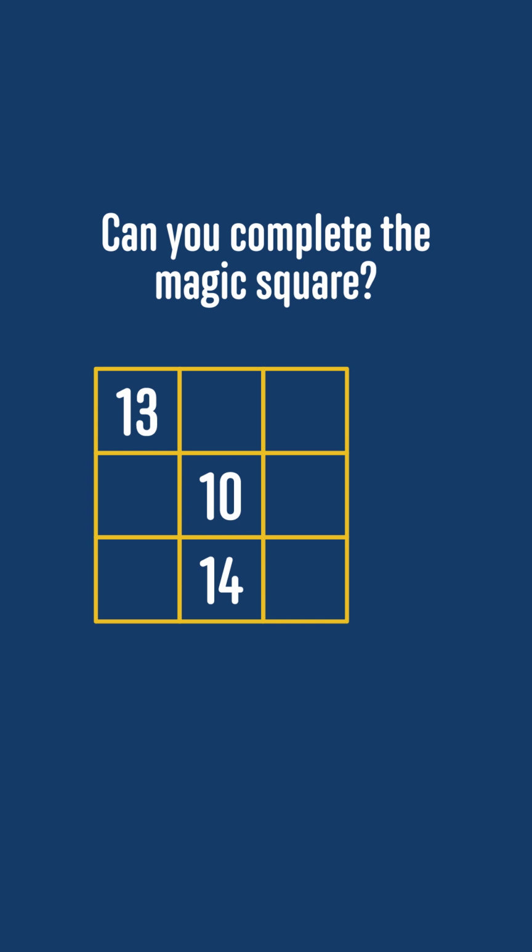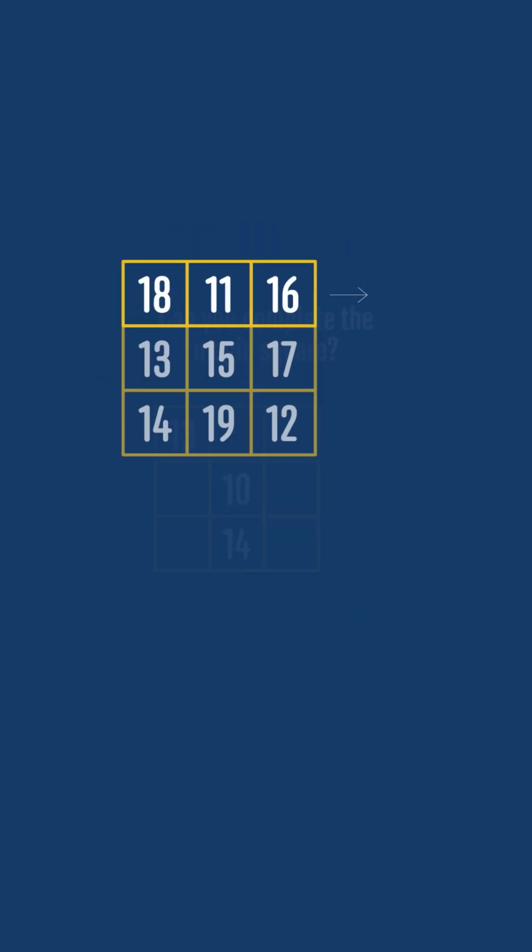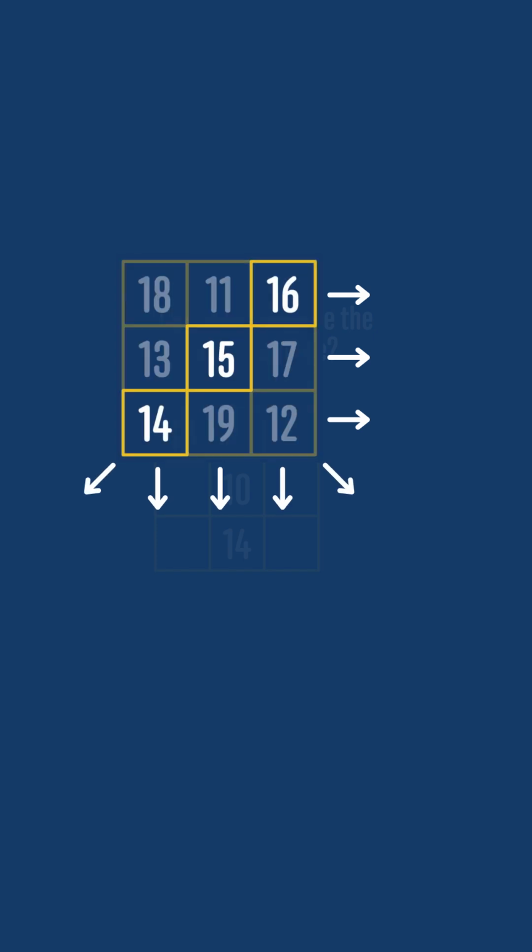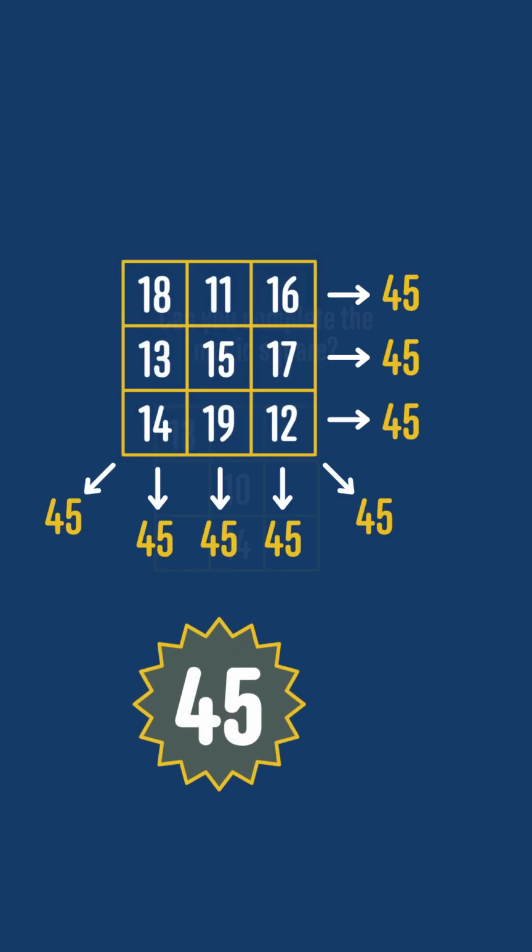Here's another magic square, but this time only three values are given. Can you work out the magic total for this magic square, and also then complete the grid to find all of the missing numbers? A magic square is a grid of numbers where each of the rows, columns, and diagonals sum to the same total, sometimes called the magic total.